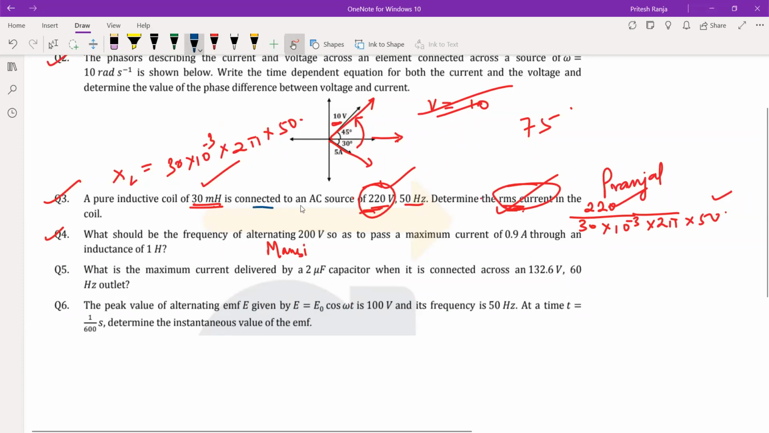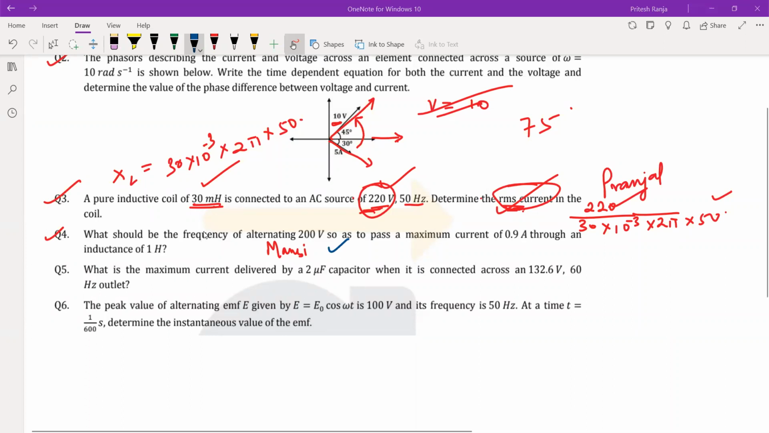Remember the statement I made: if nothing is mentioned in the question that this is RMS or maximum voltage or maximum current, then you have to take that as RMS. Very simple key rule. Okay, yes Mansi, let me know for number 4 what you got.